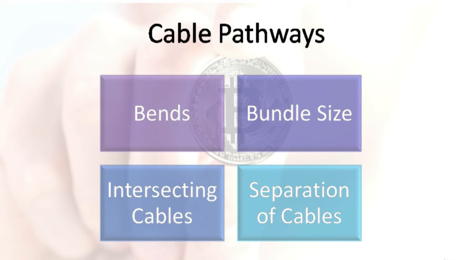Now, as for intersecting cables, in the case that you need to have your power cables intersecting with the data cables, you need to make sure that it is done at 90 degrees. And this is because we want to minimize interference caused by these two cables. As for separation of cables, if possible, we should separate the parallel runs of power cables and data cables by 20 centimeters. Now, it is not a must. This is just a recommendation.